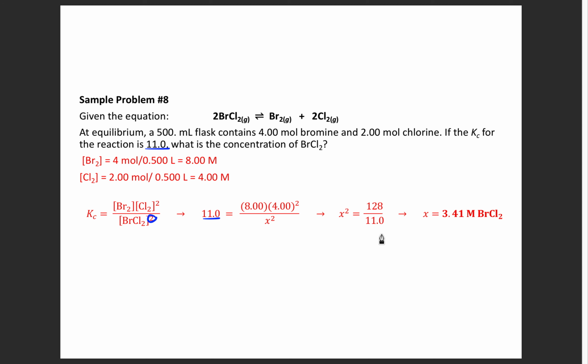And to solve for X, just take the square root of both sides, and then you get your final answer. And so it would be 3.41 moles per liter of bromine dichloride. So really it's just kind of a plug and play. The only exception is you have to do a little extra step here and calculate the concentration values because they didn't give us any values in terms of concentration.